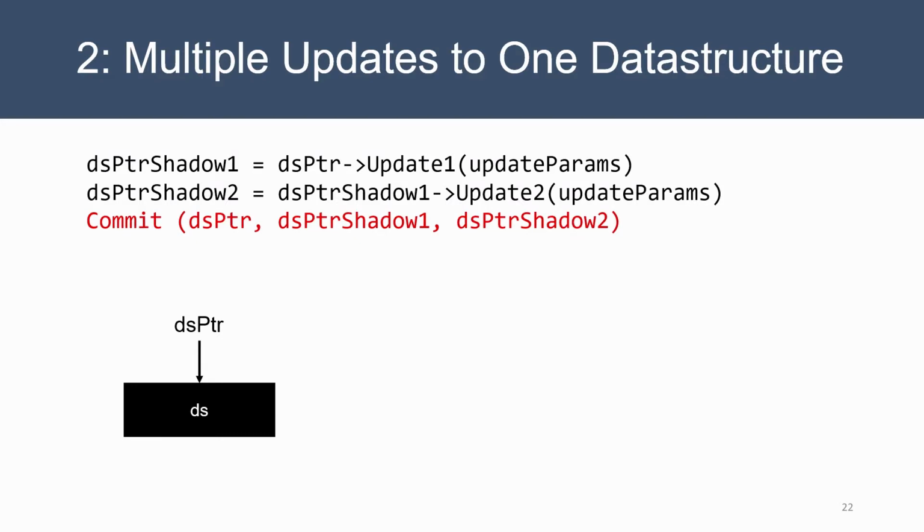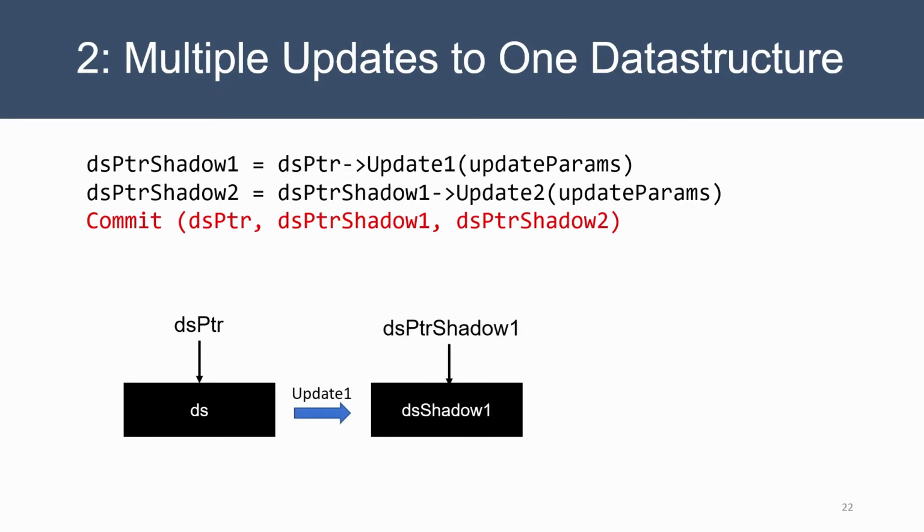For performing multiple updates to one data structure, we have to expose some of the details, including versioning, to the programmer. But again, it's still simple. The way this works is the programmer would perform an update, and they get returned a new version of this data structure on which they perform the next update, and so on and so on.